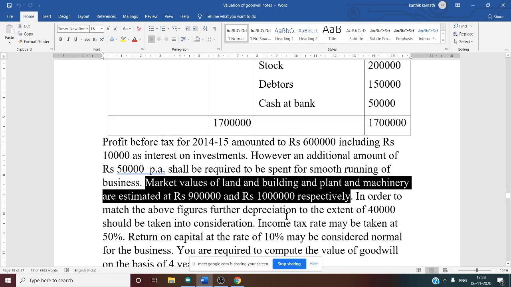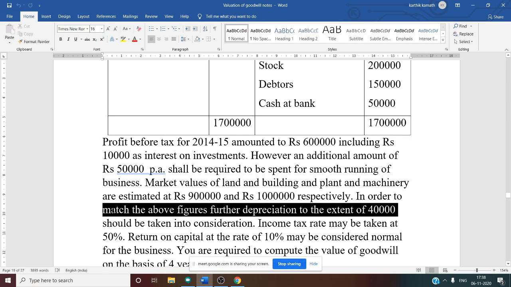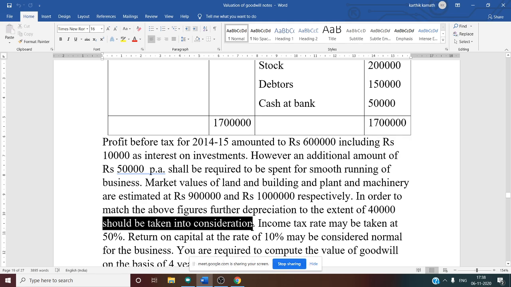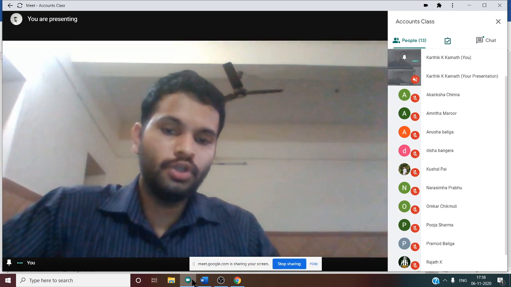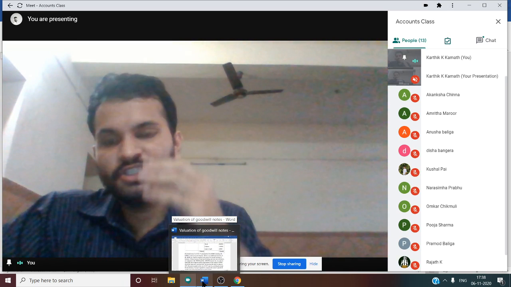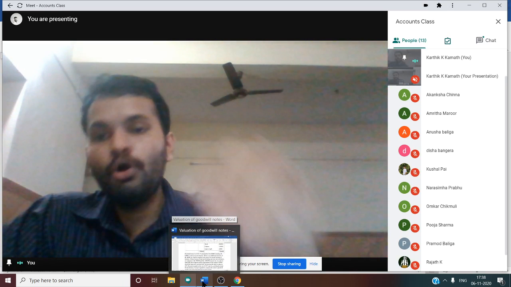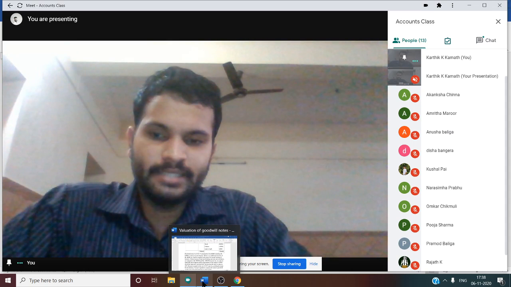In order to match the above figure, further depreciation to the extent of 40,000 should be taken into consideration. So depreciation is also mentioned in this problem as an adjustment. What you are going to do, whether you are going to charge depreciation before taxation or after taxation, we need to see. Yes, that we are going to see now.